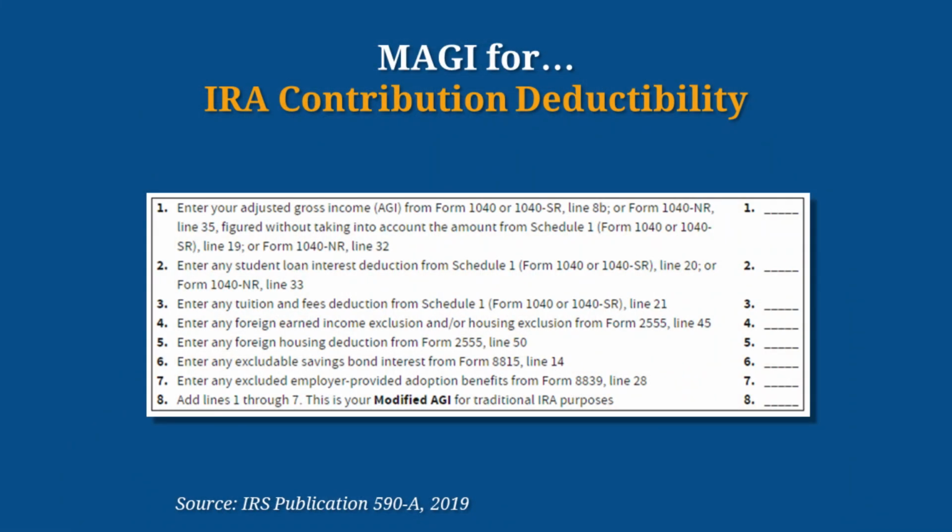First is the MAGI used to determine your eligibility to take a tax deduction for your contributions to a traditional IRA. For this MAGI, you start with your AGI straight off your Form 1040, but without any deduction you may have taken for a traditional IRA contribution. And then you have to add back in various adjustments that may have reduced your AGI. Specifically, you have to add in any student loan interest deductions, tuition and fees deductions, foreign earned income and/or housing exclusions, foreign housing deductions, excludable savings bond interest, and any employer-provided adoption benefits that reduce your AGI.